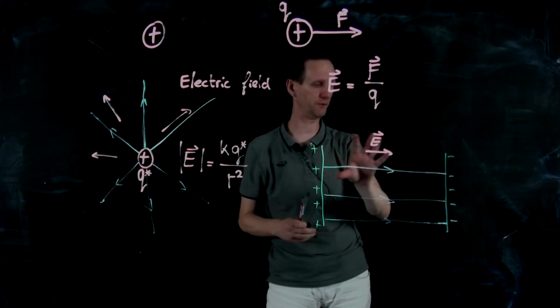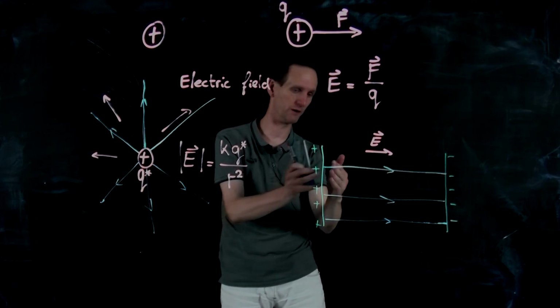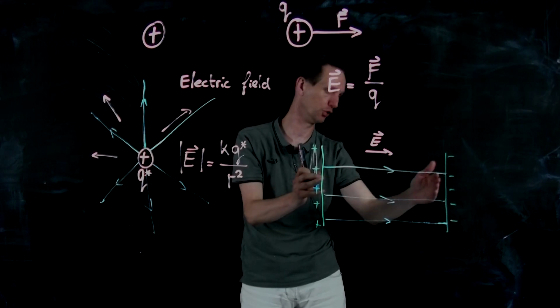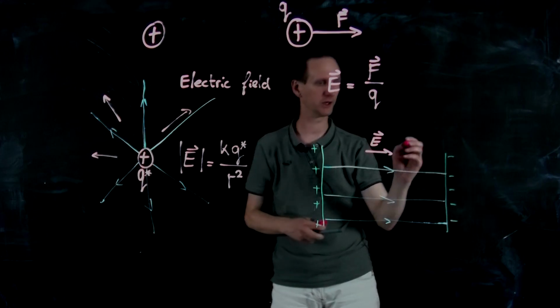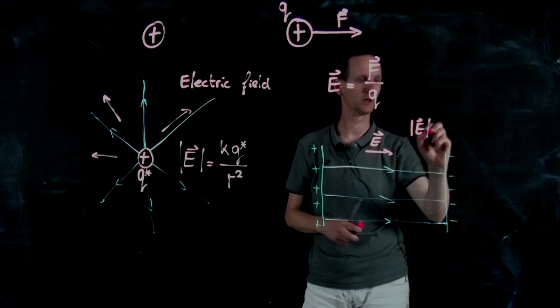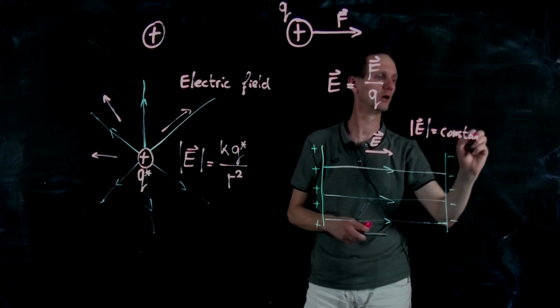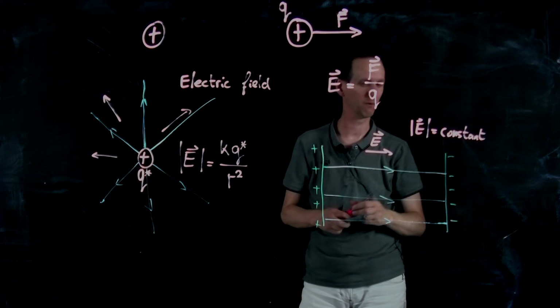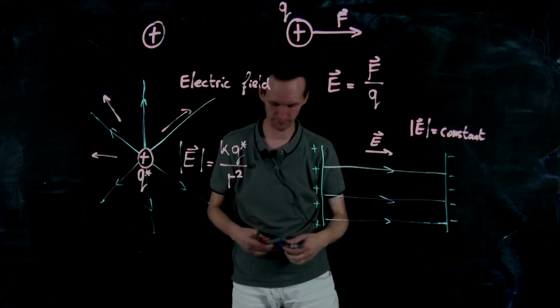Now we can already see from this simple picture that the spacing between the lines is the same everywhere if we move further away from this plate and closer to this plate. And that is the important situation in this case. So the magnitude of the electric field for this situation is constant. It does not fall smaller with distance from the plate or the position between the plates.